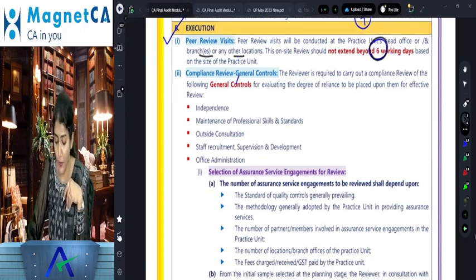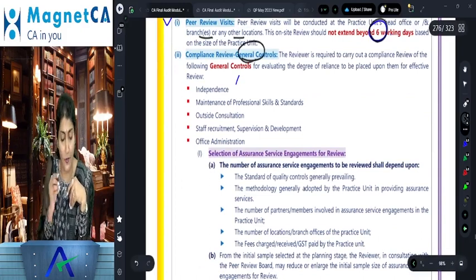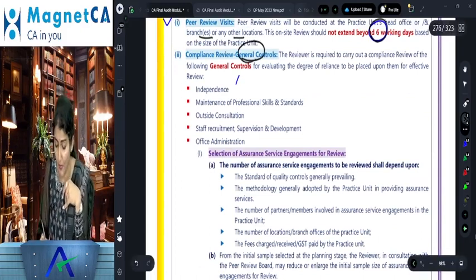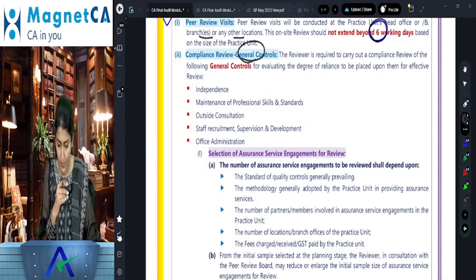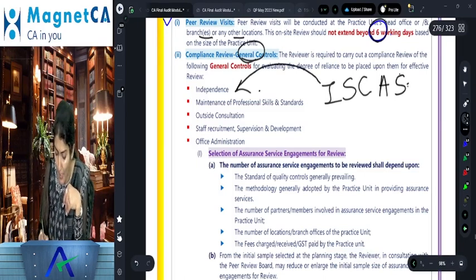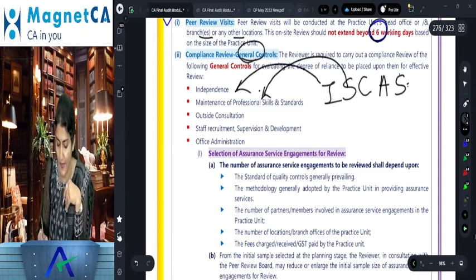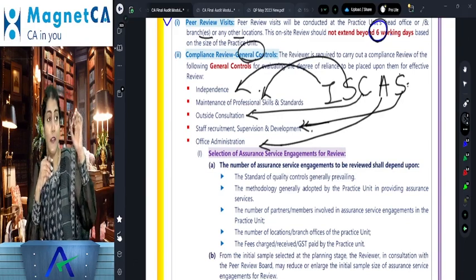Now, when the reviewer comes for the on-site review, first he is going to do the review of the general controls. Which are the general controls he is going to review? ISCAs. What is I? The independence. Then S is the maintenance of the professional skills and standards. C is the consultation. A is the office administration. And again, S is the staff recruitment, supervision, and the development.